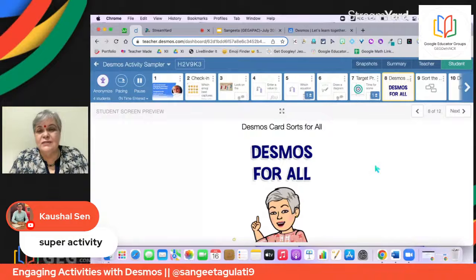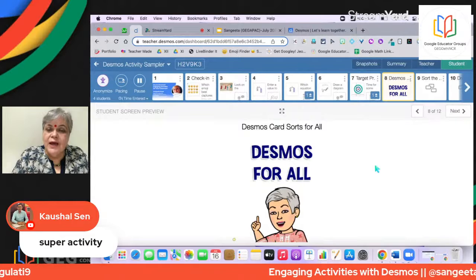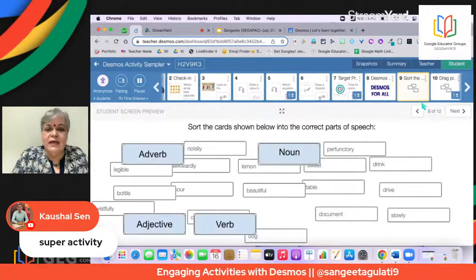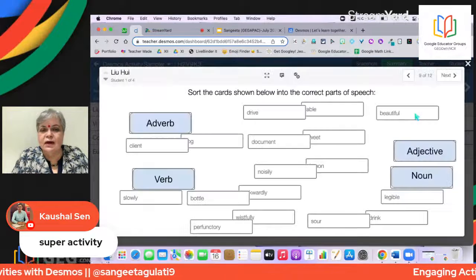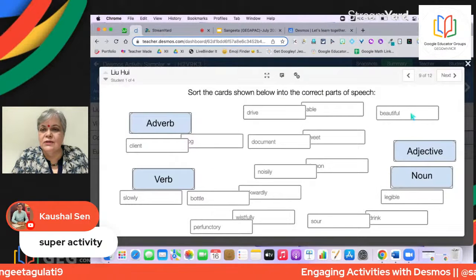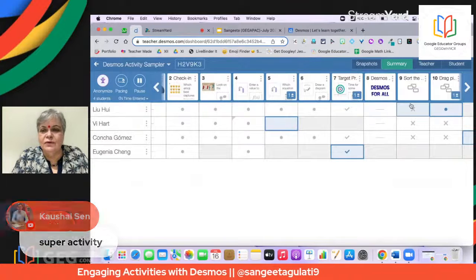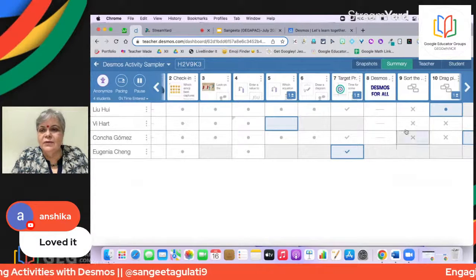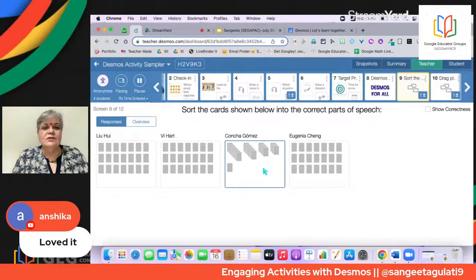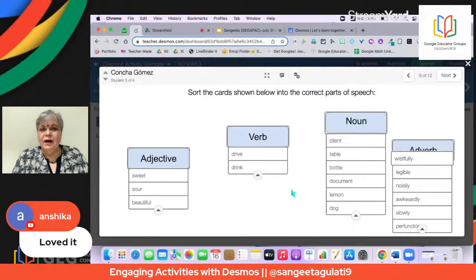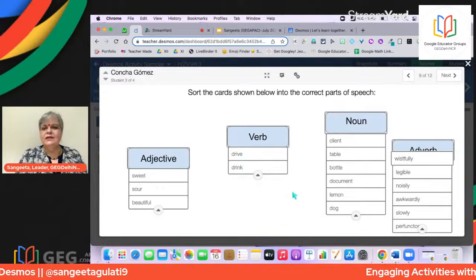As I said earlier, Desmos is for all, and Desmos has this beautiful feature of card sorts. Let's see if anyone has sorted the cards. Let's go back to the summary and see if anyone is on card sort. Can the students come to screen 9? If you can all come to screen 9, and take a look, can you play the card sort? And this is for the English teachers. So card sort is on. I have some, and we do have a student who's almost there and has arranged adjectives, verb, noun.